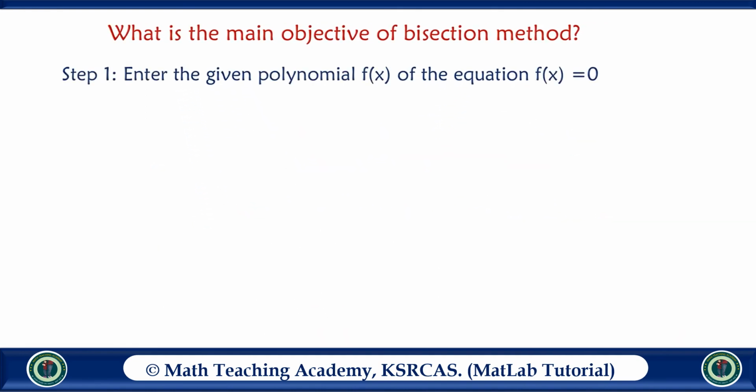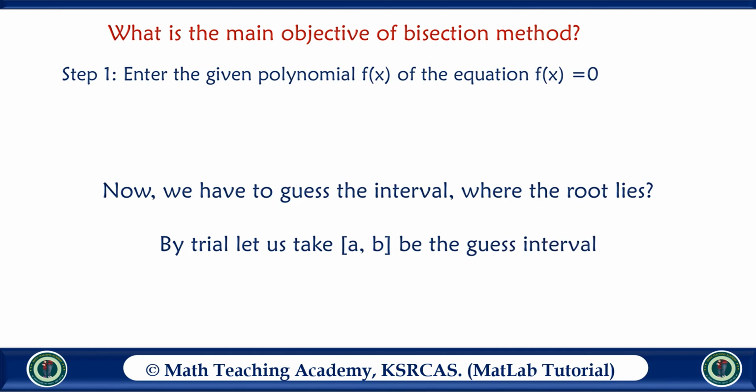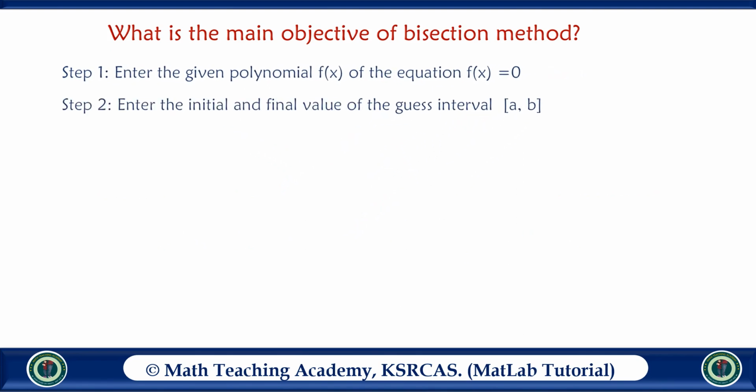So, let it be step 1. Enter the given polynomial f of x of the equation f of x equal to 0. Now, we have to guess the interval where the root lies. By trial, let us take the closed interval a comma b as the guess interval. Let it be step 2. Enter the initial and final value of the guess interval a comma b.